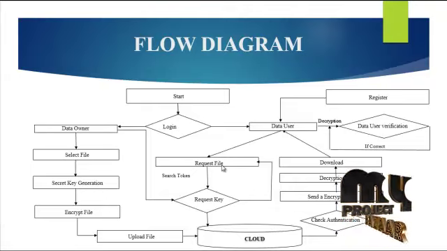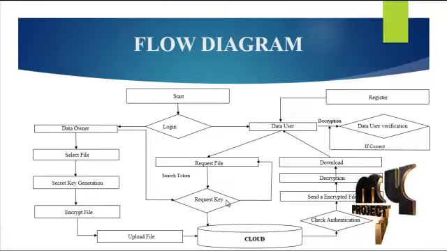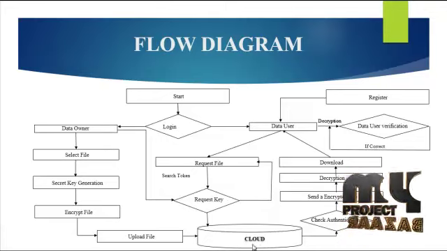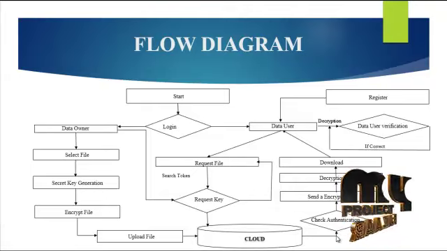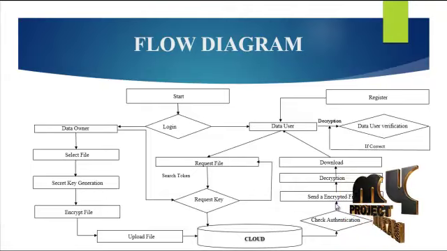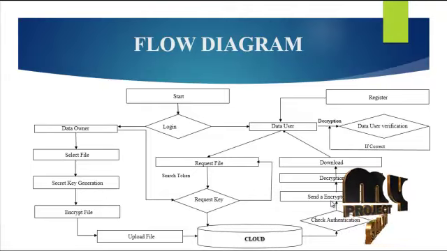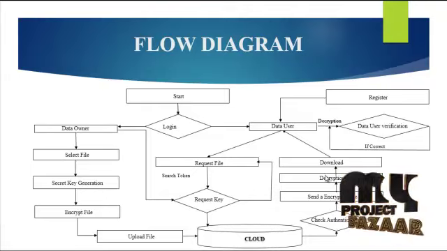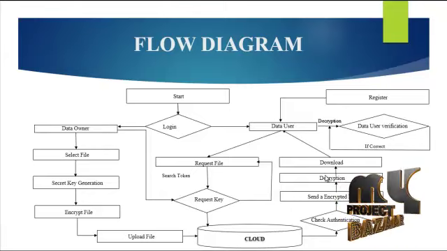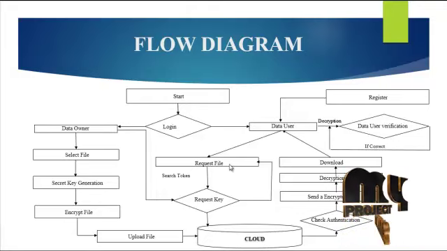The data user will search for a file that is present in the cloud server and send a request to the cloud server for accessing the file. The cloud server will check the authentication of the user before granting permission to download the file, and after the successful verification, the cloud server will send an encrypted file to the data user. The data user will get a key to decrypt the file. By making use of the key, the data user will decrypt and download the file. This is the overall flow of our project.